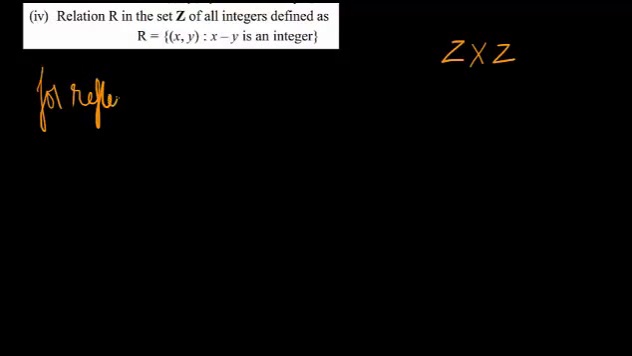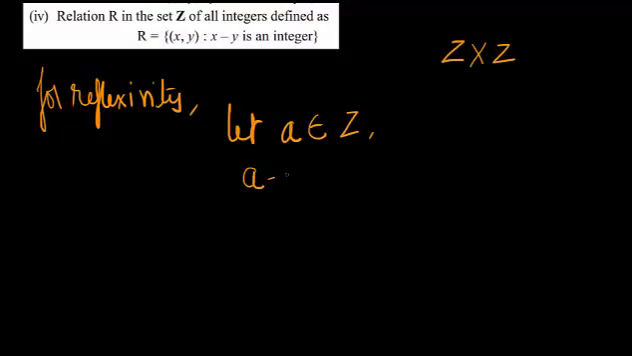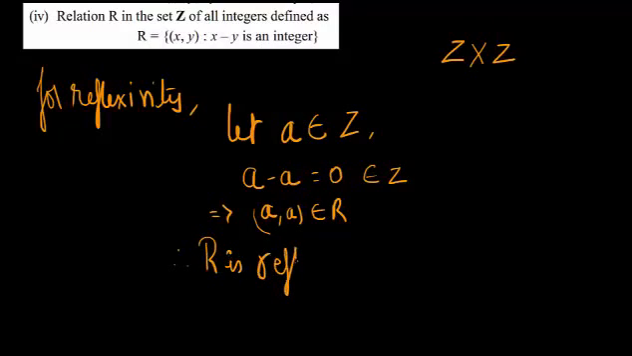For reflexivity, I'm taking some arbitrary number. Now this is what I was talking about: if it is true, I'll have to generalize and write it. If it is not true, I can just pick up an example and prove it. Now I'm generalizing it. A belongs to Z. Now what is A minus A? 0. And 0 belongs to Z. What does that imply? That implies that A, A belongs to R. Because I've just gone ahead and proved that 0 belongs to Z, which is an integer. Therefore, R is reflexive.